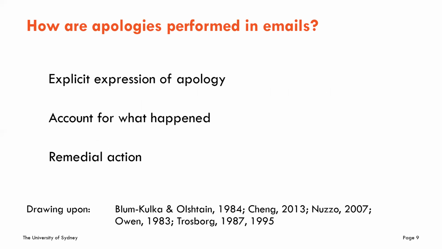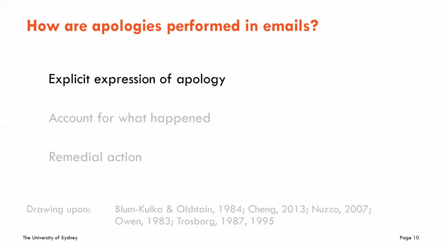So the "I'm sorry, I apologize, please forgive me" phrases. Accounting for what happened was the second strategy. This is where participants attempted to give some form of reasoning for what had occurred. And then remedial action was an attempt to fix the situation, to provide some form of solution or seek some form of solution. So these arose from the data, but also drew upon previous literature within the field.